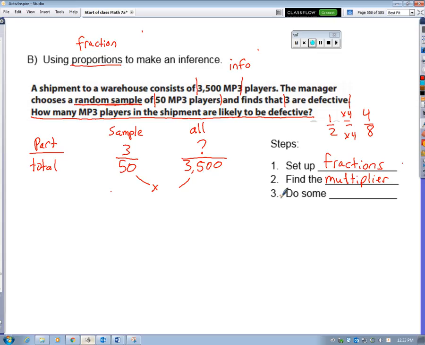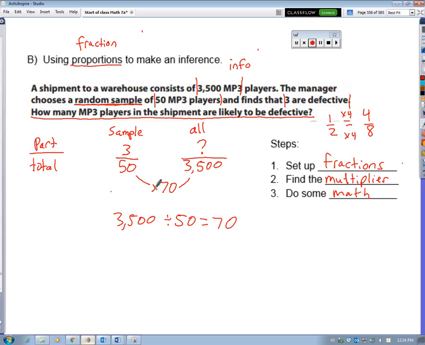So this is where we're going to do some math. To find out what to multiply 50 by to get 3,500, let's just take 3,500 divided by 50. We'll just work it backwards to figure out what that would be. And when you do that, that comes out to 70. So 70 is my multiplier.